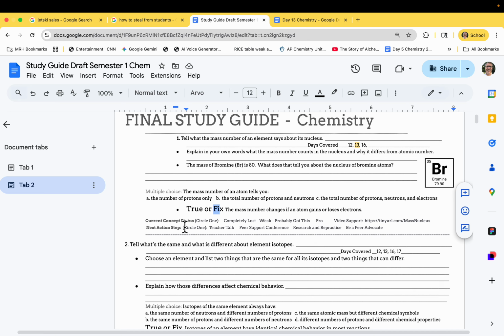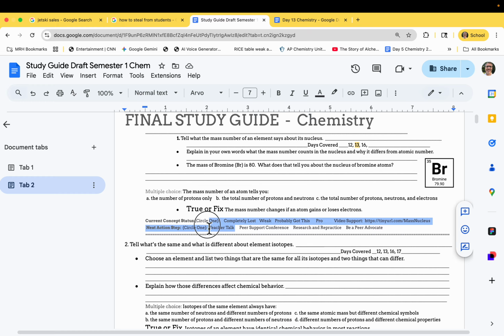Identify your current concept status. Are you completely lost when you first read the question? If so, circle completely lost. Be honest with yourself. Are you weak? It's something you kind of understood. Once you get to the point where you can read this question and immediately know that the answer is mass number tells you protons plus neutrons, well then you are a pro. I did include a link here for a video that discusses mass number of isotopes. Take a look at it if you need to.